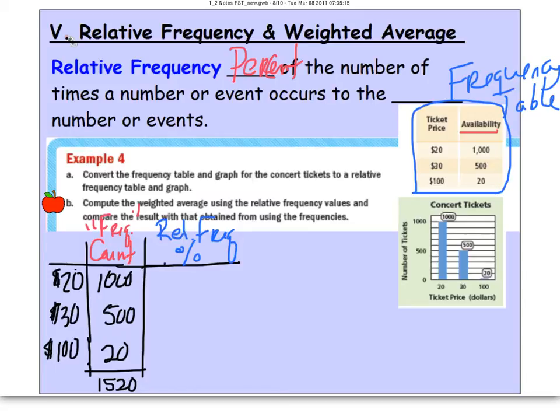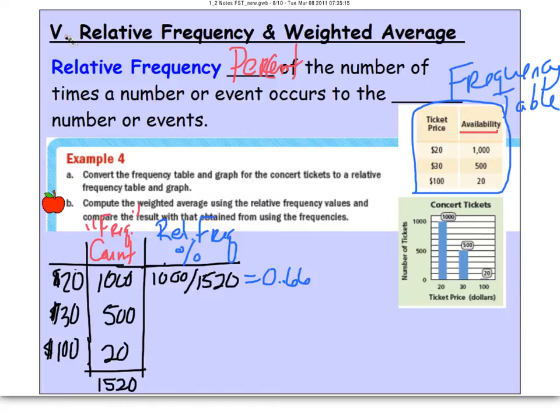So over here, what you would do is you would say, what percent of tickets is the 1,000 tickets? Well, it's 1,000 tickets divided by 1,520. As a percentage, that kicks back at a 0.66 decimal, or about 67% roughly.